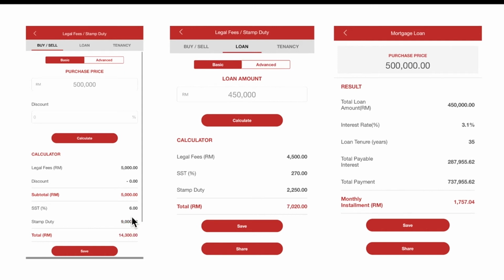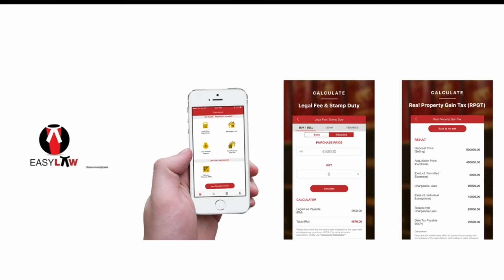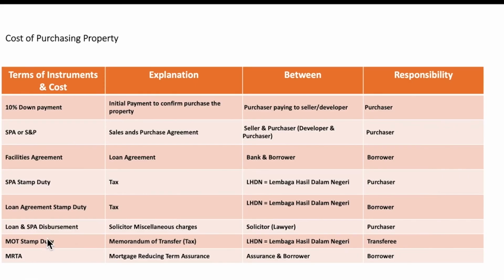So stamp duty, okay, don't get it wrong. This stamp duty isn't that stamp duty that they mentioned here. It's not the MOT. It's not the SPA stamp duty. This is only for a couple of copies. It is a very low amount, 10 bucks per copy only. Okay, 10 ringgit per copy.